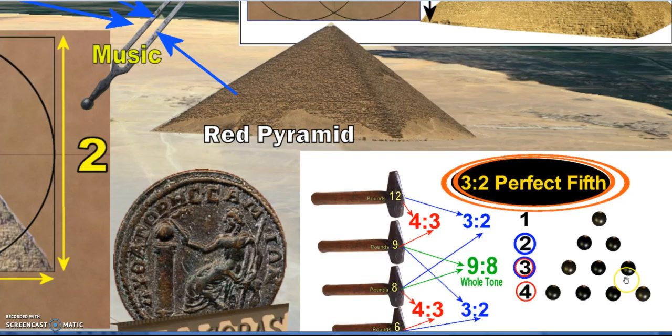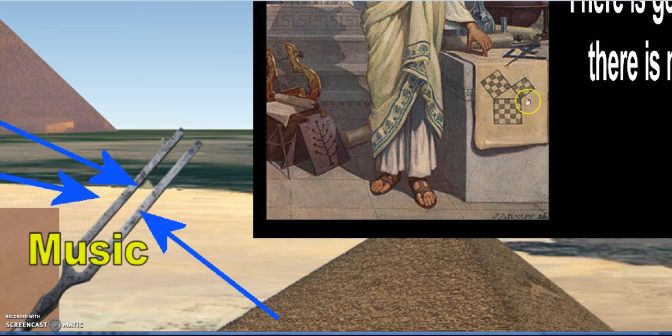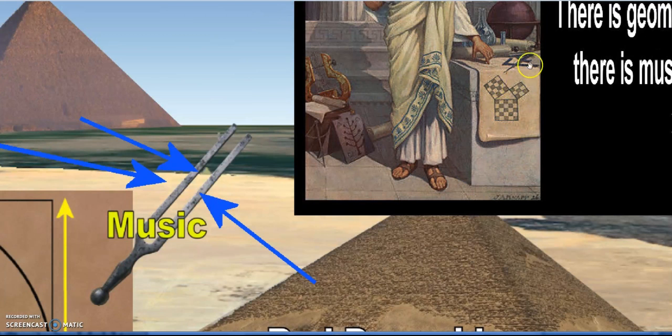And that tetractys is the tetractys. Pythagoreans swore an oath on the tetractys. There is geometry in the humming of the strings, there is music in the spacing of the spheres. Also note the 3-4-5 triangle, that's one of the best proofs of the Pythagorean theorem. It's been proved many times.